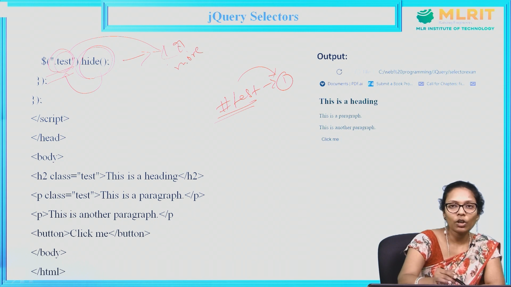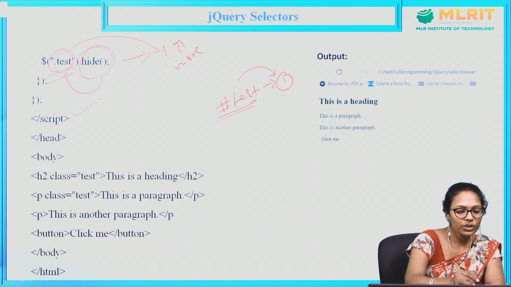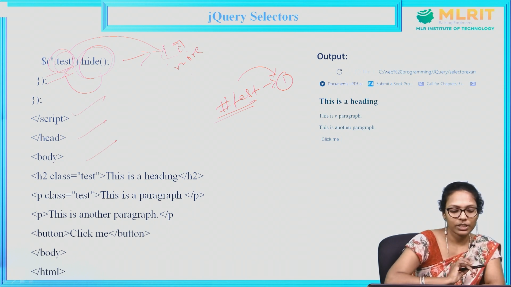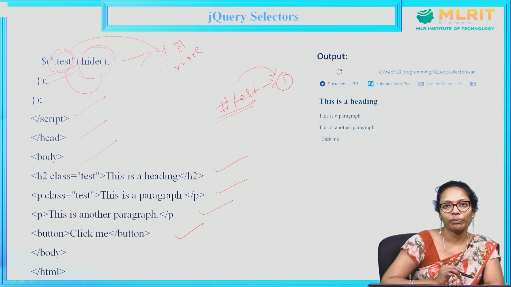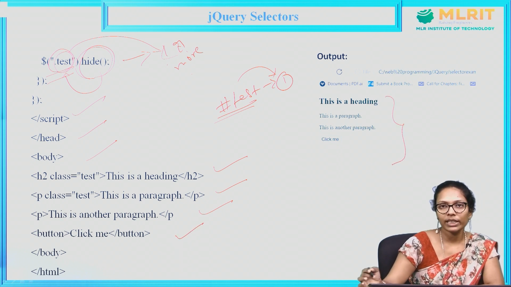So it may be one or more elements. So that's all. You're closing the script head and I'm opening the body section. Now here in the body section, I'm creating a heading, a paragraph, another paragraph followed by a button. So these are the four things I'm going to get in the output.